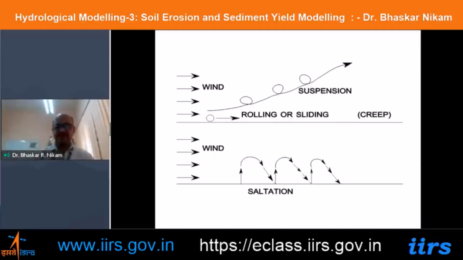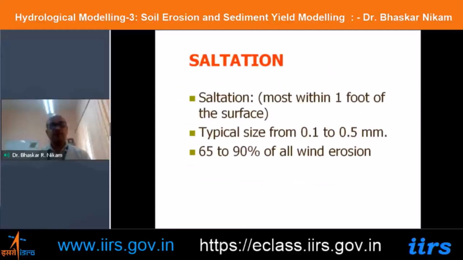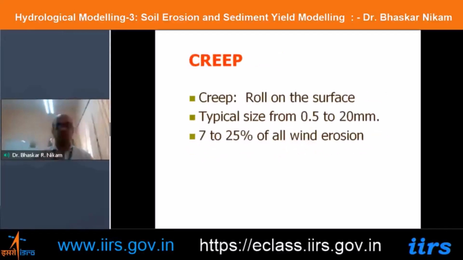For a particle to get eroded due to saltation, it should be between 0.1 mm to 0.5 mm. 65 to 90% of soil erosion that happens due to wind is in the form of saltation. For a particle to erode in the form of creep, its size should be greater than 0.5 to 20 mm. So 7 to 25% of wind erosion happens in terms of creep or surface roll.